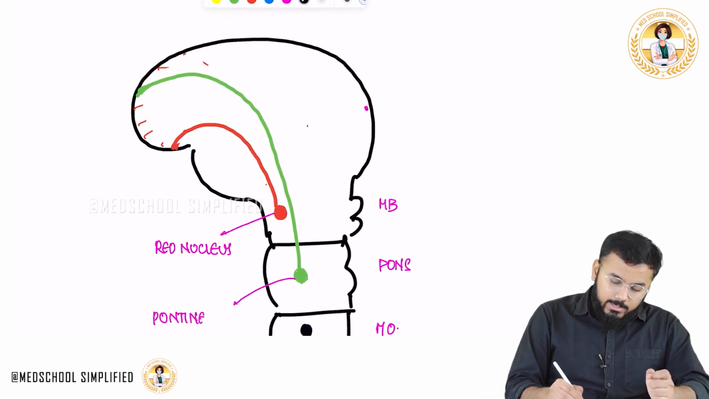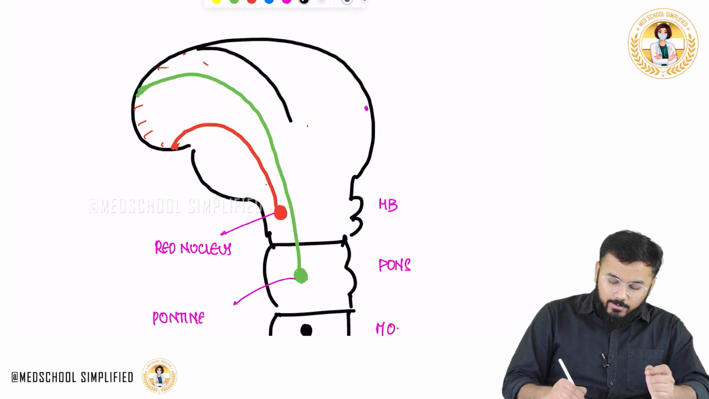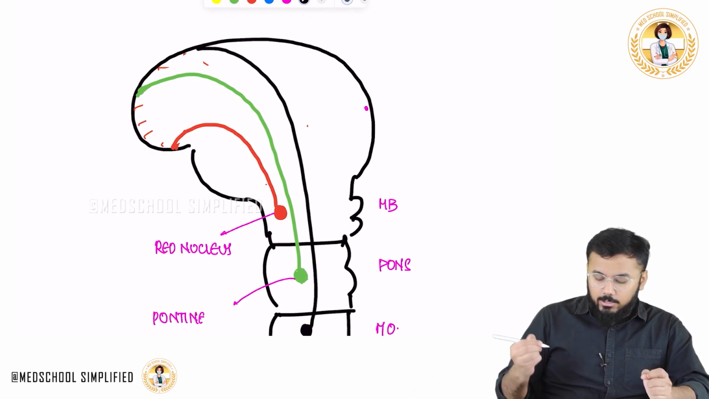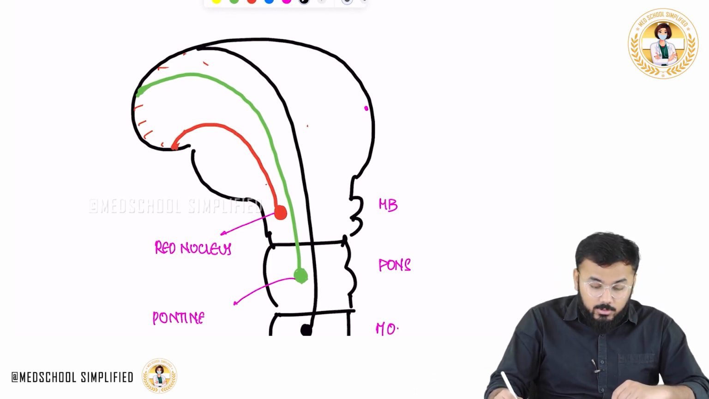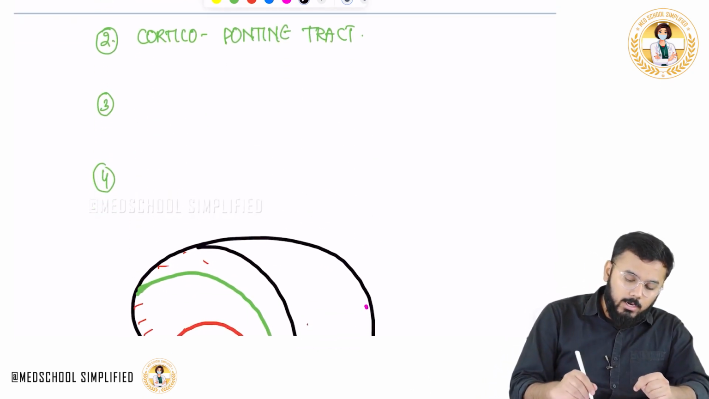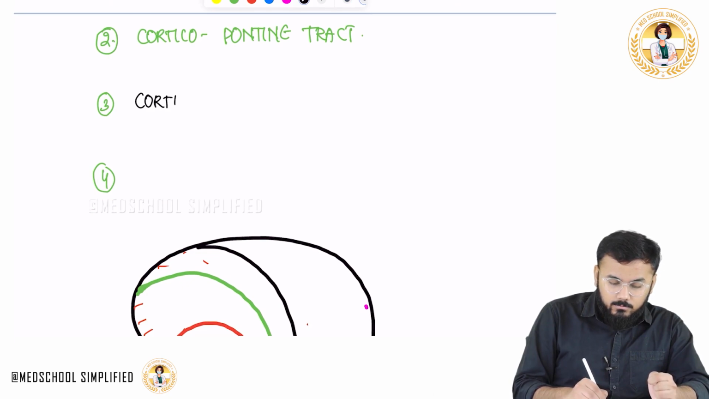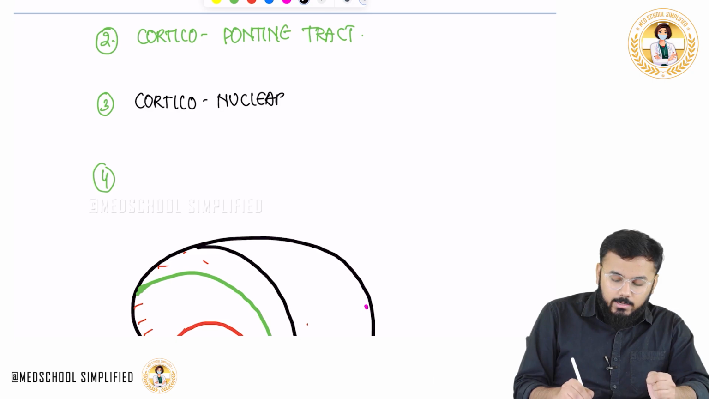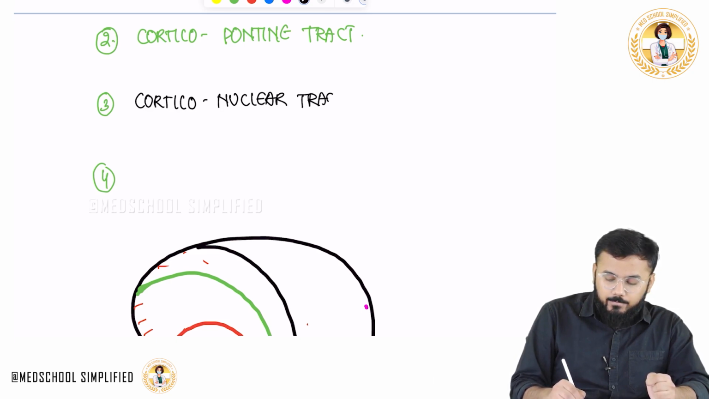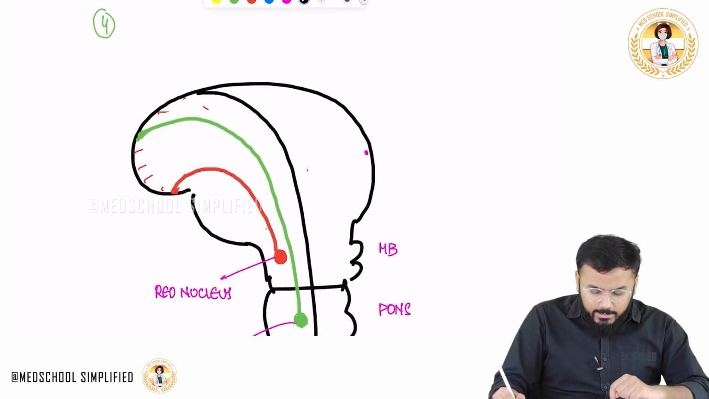Next important thing is, let us say this black color fiber going all the way down and touching this nucleus in the medulla oblongata. So this is called the corticonuclear tract. Corticonuclear tract. Next important thing.